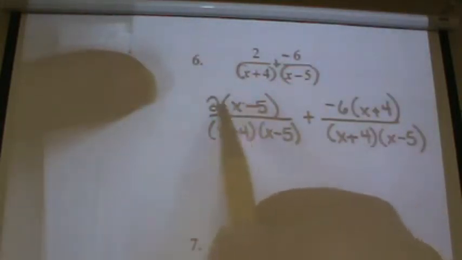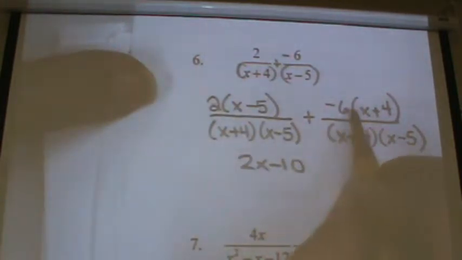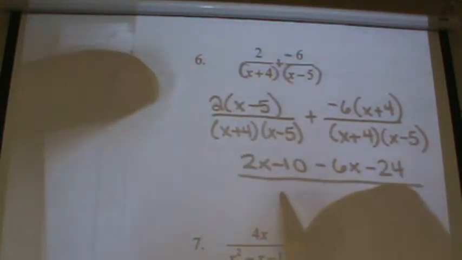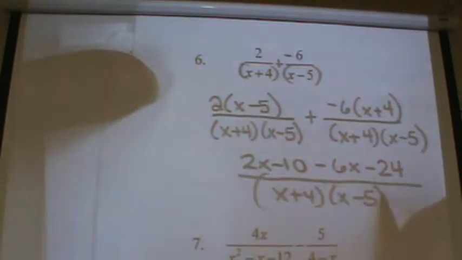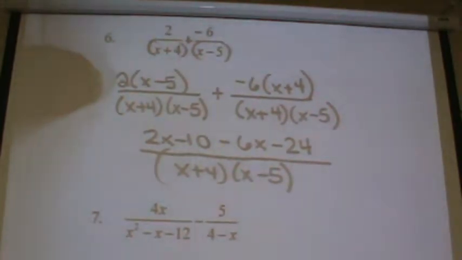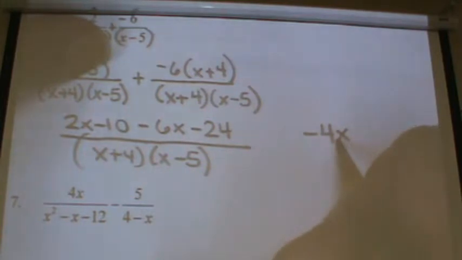What's this? 2X minus 9. Can we keep going? Negative 6, all over X plus 4. Okay, now simplify the top. What do you get? Negative 4X minus 34.